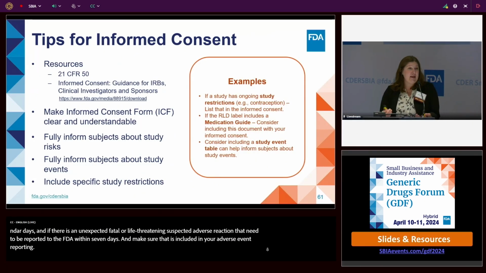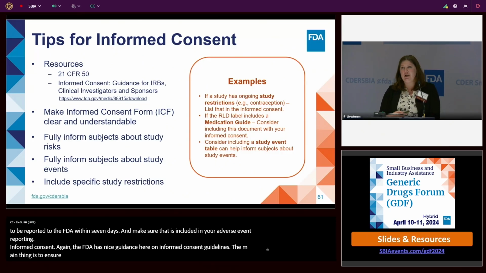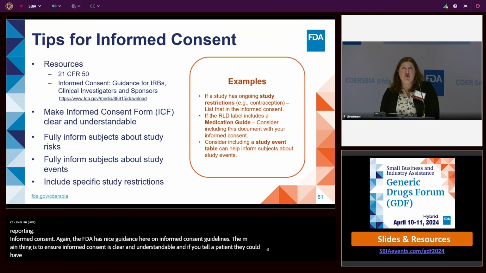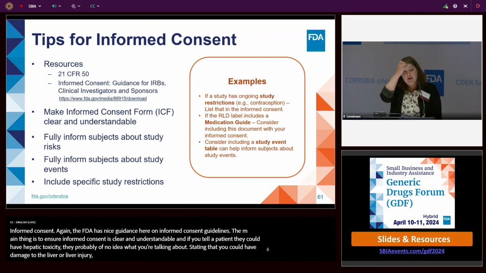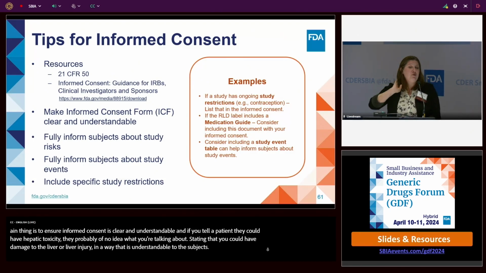Informed consent. Again, the FDA has some nice guidance here on informed consent guidelines. The main thing is making sure that the informed consent is clear and understandable. If you tell a patient that they could have hepatic toxicity, they probably are going to have no idea what you're talking about. State it as, you could have damage to the liver or liver injury, in a way that is understandable to the subjects. Make sure to fully inform the subjects about the study risks.